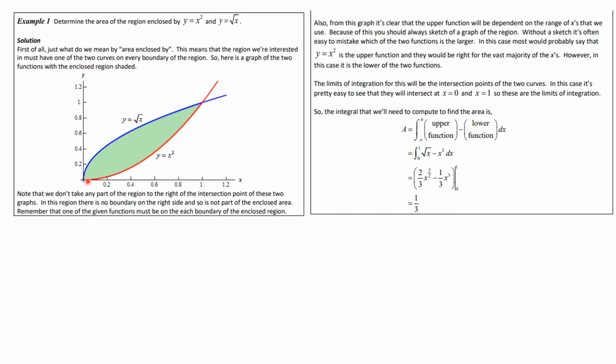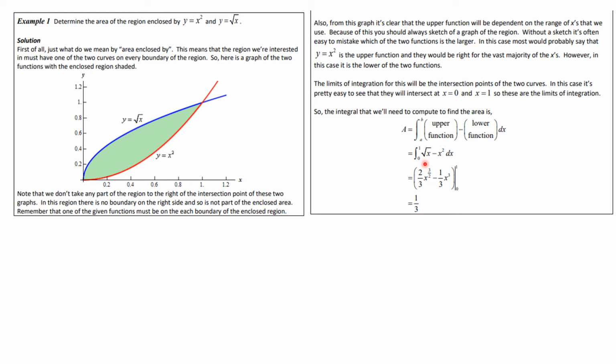I need to know where these two functions intersect. When I set the two equal to one another, we find that it is going to be at x equals 1 and x equals 0. So the area is going to be the integral from a to b. We're integrating dx in this case, the upper function minus the lower function dx. That's the integral from 0 to 1 of the square root of x minus x squared dx.